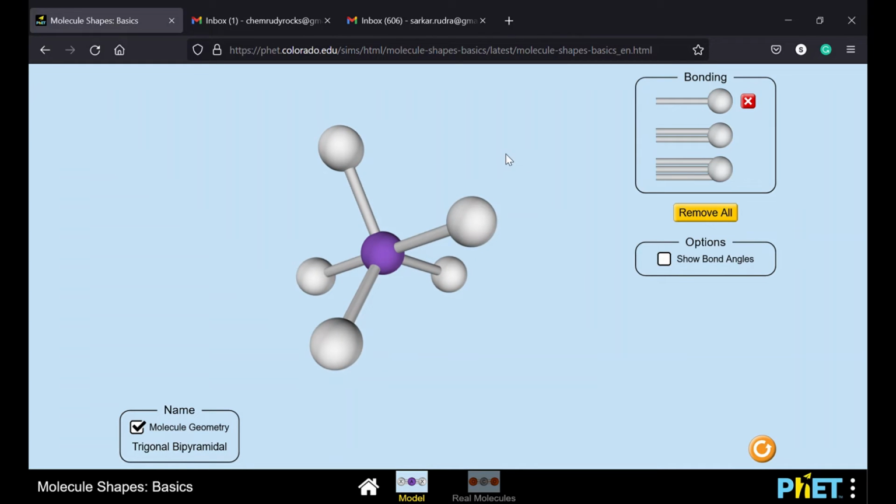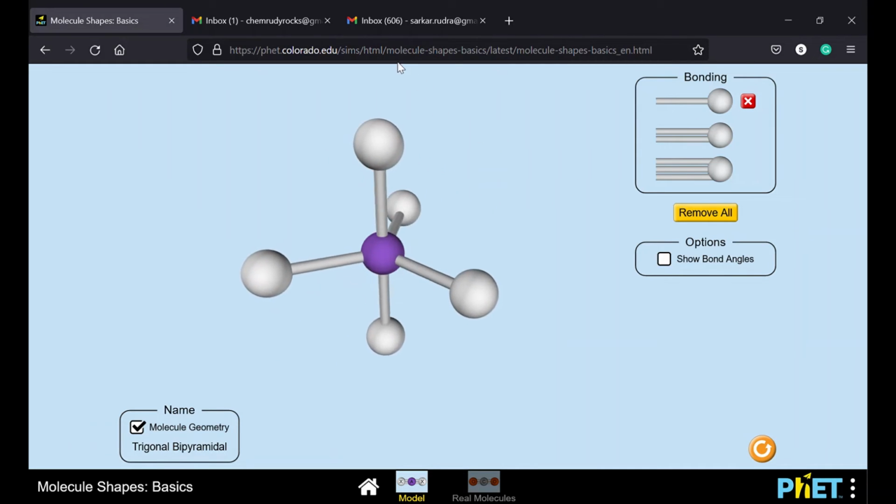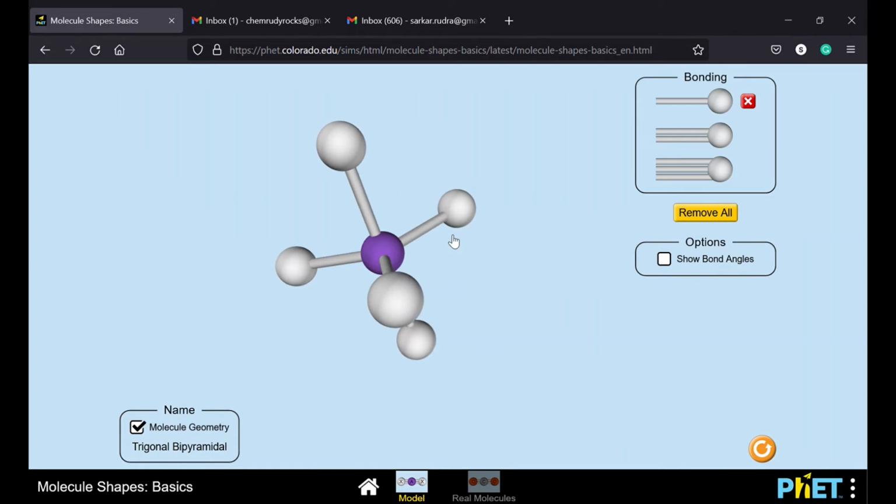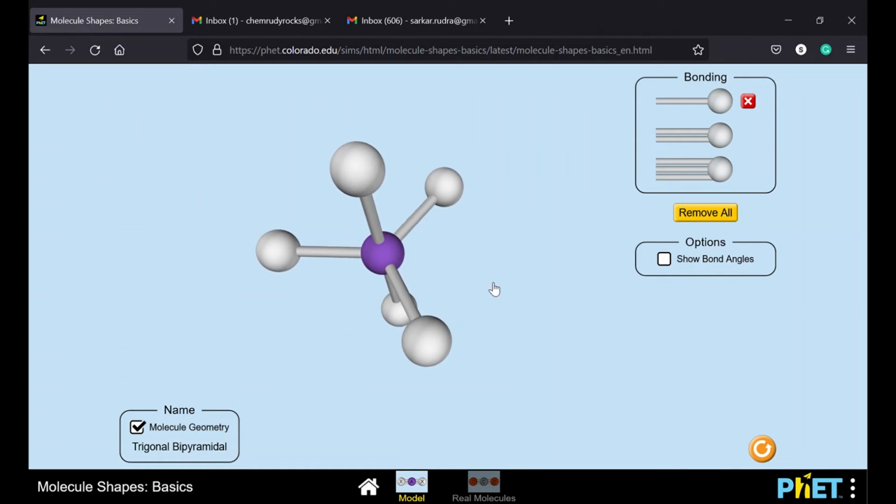Okay, now here, as you can see, this shape we are calling trigonal bipyramidal. Which one is the trigonal? That atom, this one, and that one. They are making a triangle, as you can see. This is the triangle.